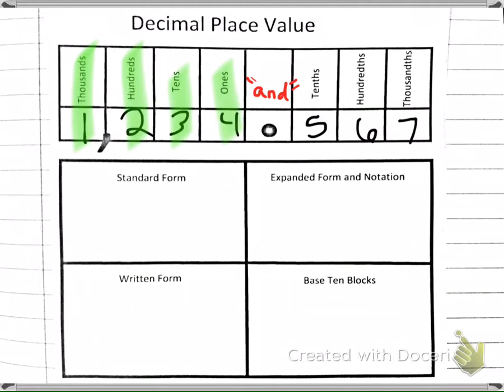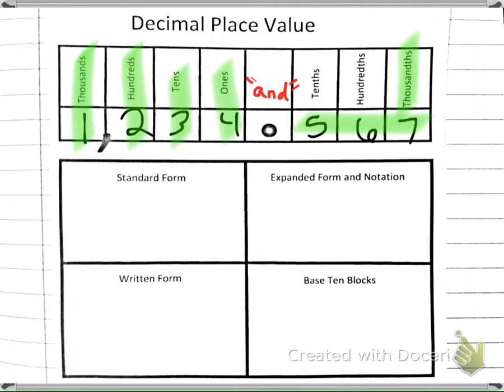All you have to do is read the whole entire number behind the decimal and then use the last place value that's occupied. For example, here it would be 567, just as if I was reading a regular whole number, 567, and then you say thousandths, because that's the last place value that's taken up. So that's how you read place value. This is how you use a place value chart to figure out which digit is in which place value.